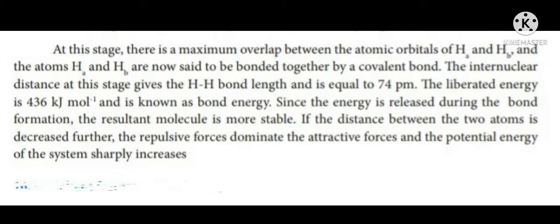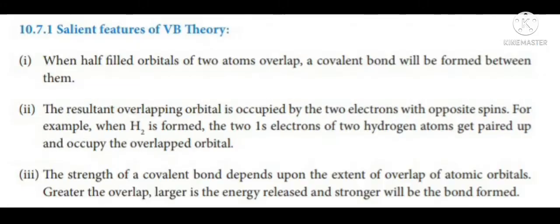Next topic, salient features of valence bond theory. It contains 4 points. Let me discuss one by one. First point, when half-filled orbitals of two atoms overlap, a covalent bond will be formed between them. Consider two atoms, each containing an atomic orbital with half-filled configuration. A covalent bond is formed when the half-filled orbitals of the two atoms overlap.